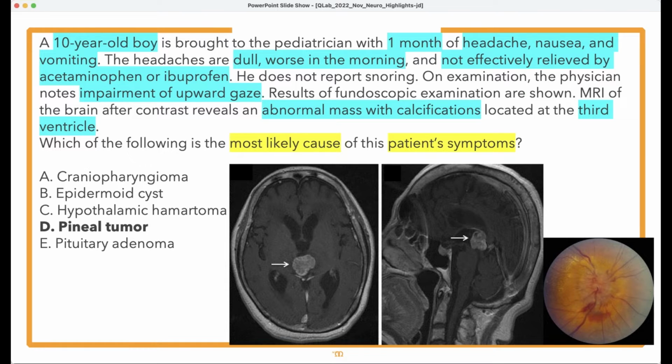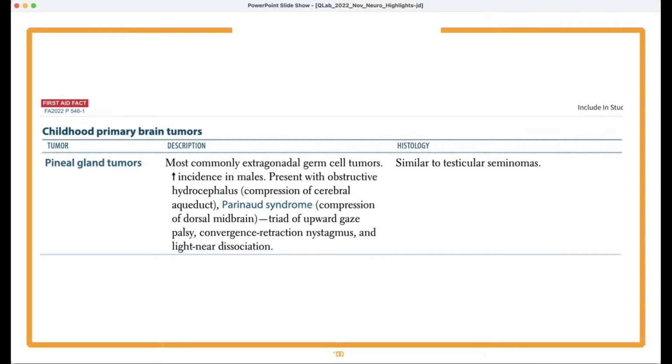And specifically, those findings of the MRI are consistent with the pineal gland tumor. So if you take a look at the next slide, and we take a look at our childhood primary brain tumors, remember this is why it's important to realize this was a pediatric case, because childhood tumor incidence is different than adulthood brain tumor incidence.